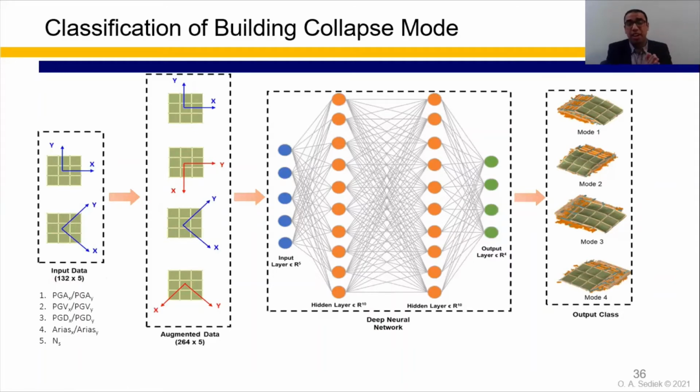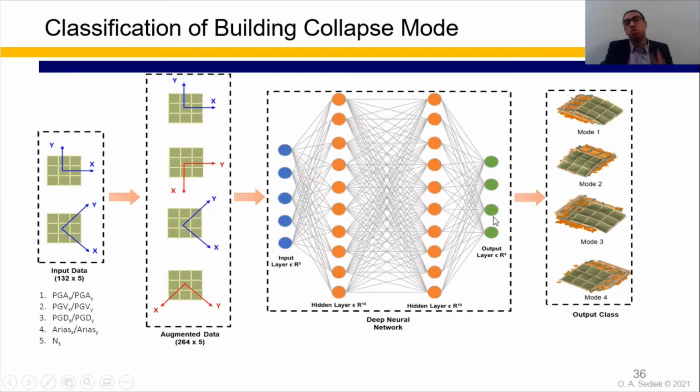So the input data set here is 132 collapse cases, which is the 3 building heights times 2 ground motion orientations times 22 ground motion records, times 5 input parameters or input features, which are the ground acceleration ratio X over Y, ground velocity ratio, ground displacement ratio, intensity ratio, and the number of stories. And we actually used the symmetry of the building around X and Y to augment the data to increase the size of the data set from 132 to 264. And this is the architecture of the developed deep neural network.